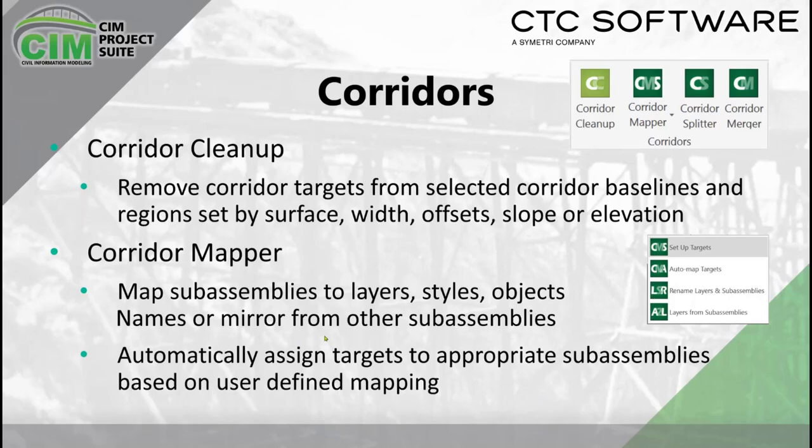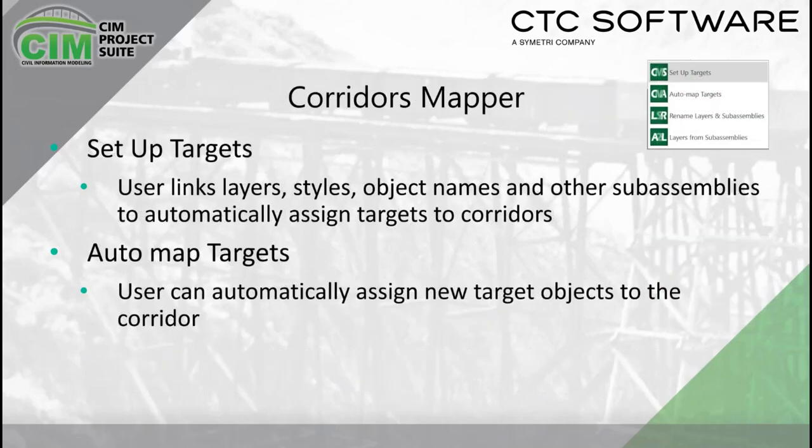And we can automatically assign those targets to the appropriate assemblies based on what we use for that. I'm going to step through here to the next slide. So also in Corridor Mapper, we have our setup targets. We have our auto map targets. Our setup targets is user-linked layers, styles, object names, and other subassemblies. And we can automatically assign those targets to our corridors. And we can auto map those too. So we can automatically assign a new target object to the corridor with that.